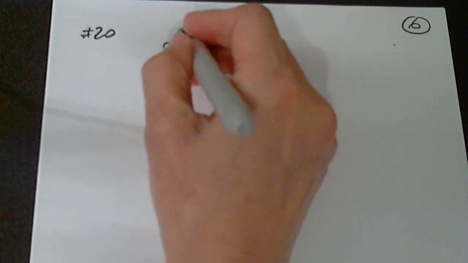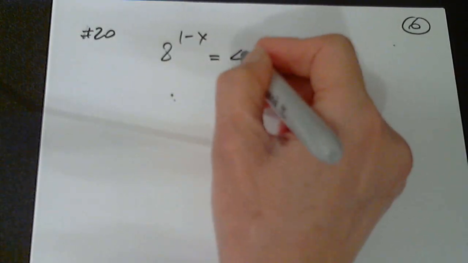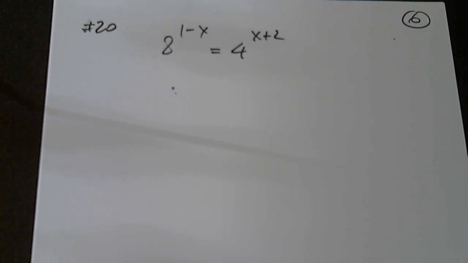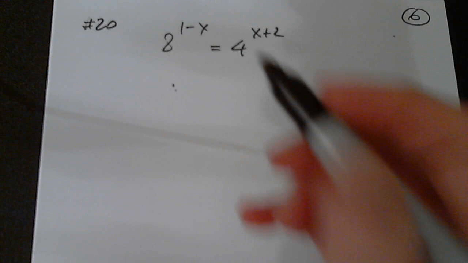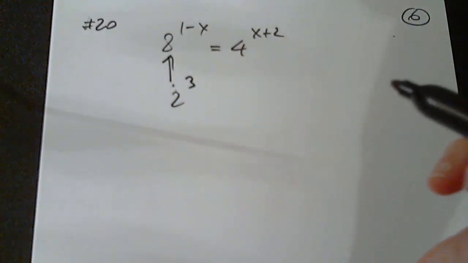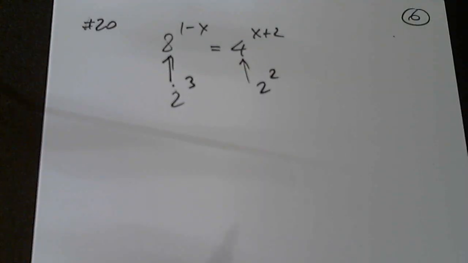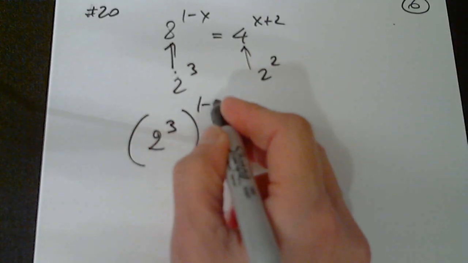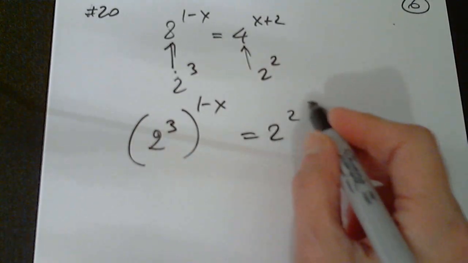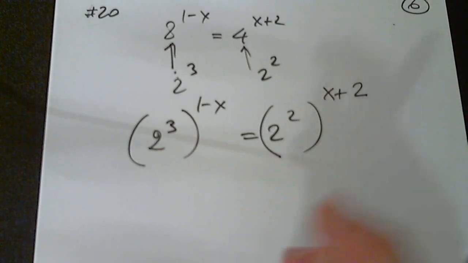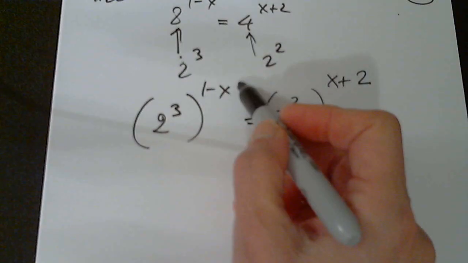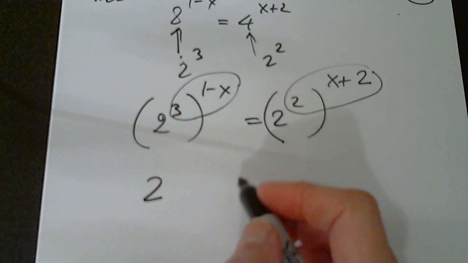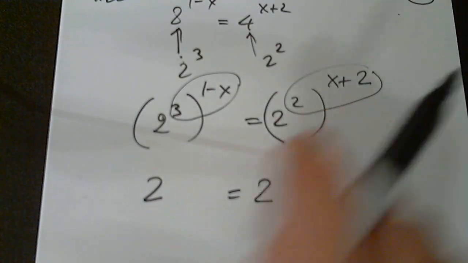In 20, we have 8 to the 1 minus x equals 4 to the x plus 2. Good. Can I present both with the same base? Yes, I can, because I know that this is 2 to the third, and I know that this is 2 squared. So, 2 to the third, everything to the 1 minus x, equals 2 squared, everything to the x plus 2. Now we have to remember what happens to these powers. So I copy the base. What do I do here?